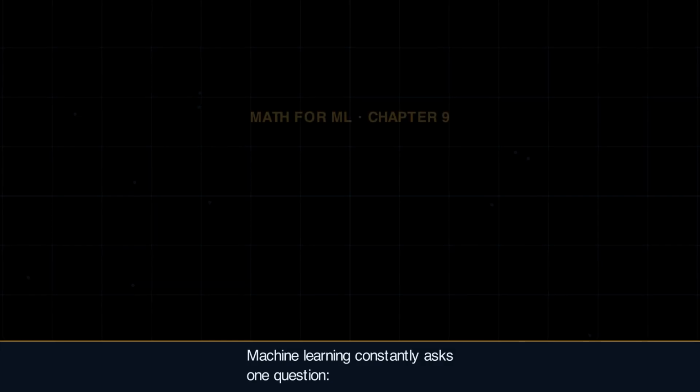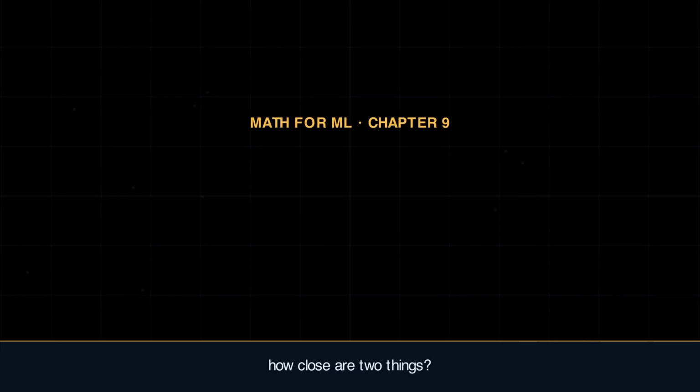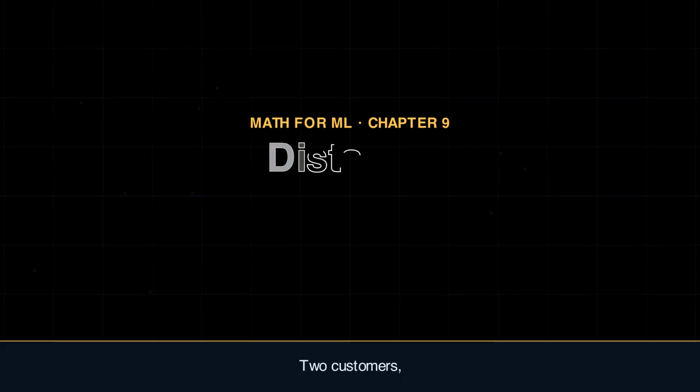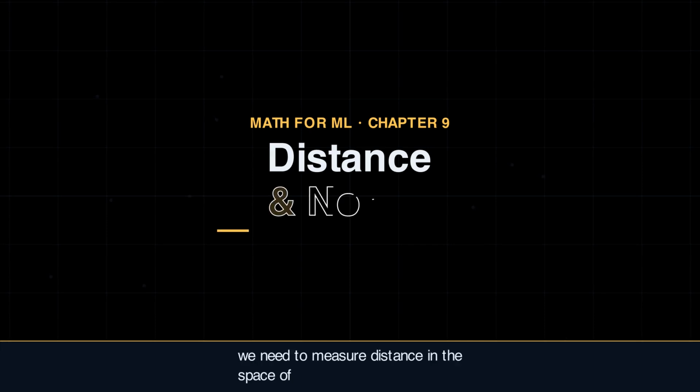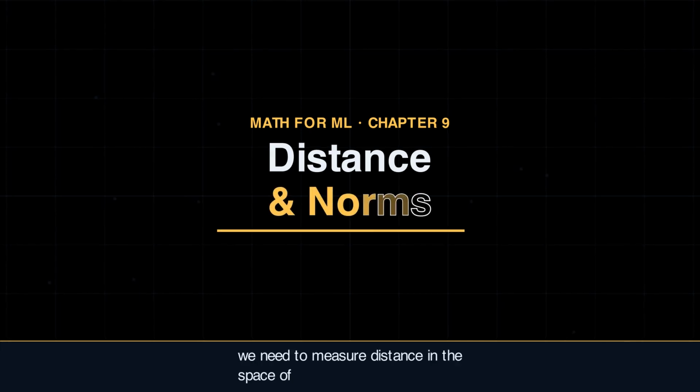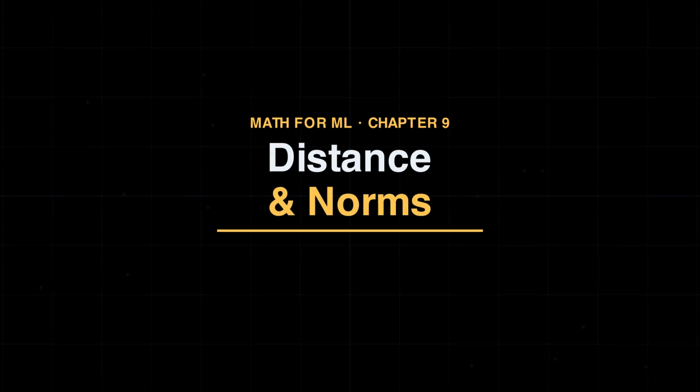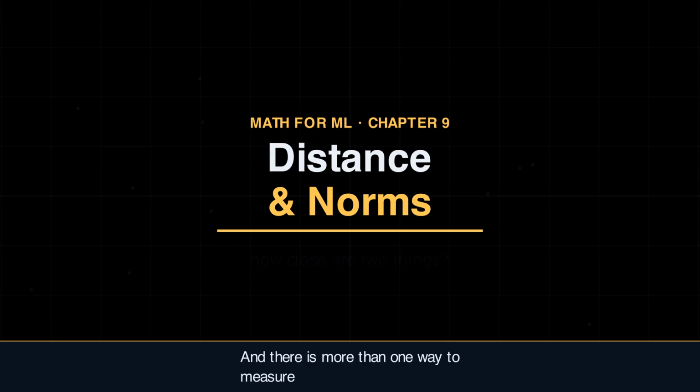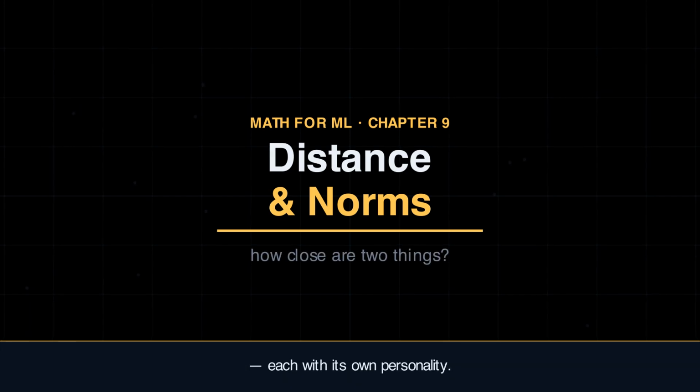Machine learning constantly asks one question: how close are two things? Two customers, two images, two predictions. To answer it, we need to measure distance in the space of data. And there is more than one way to measure, each with its own personality.